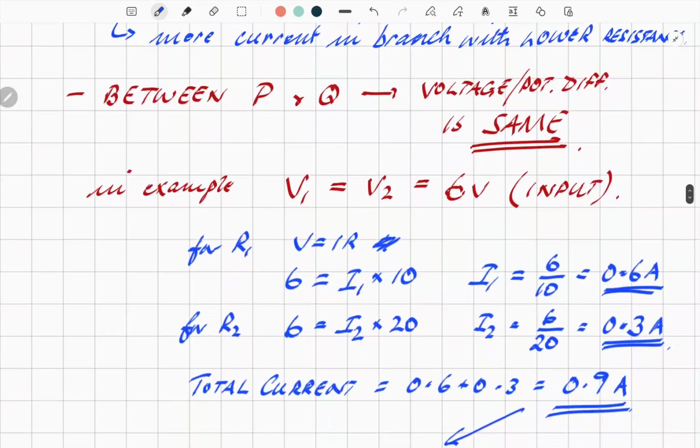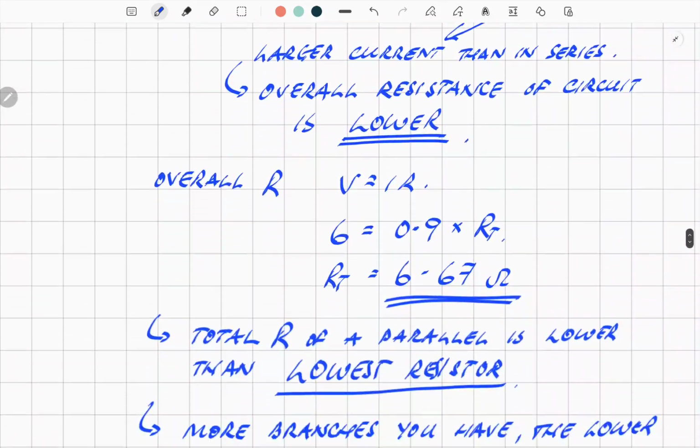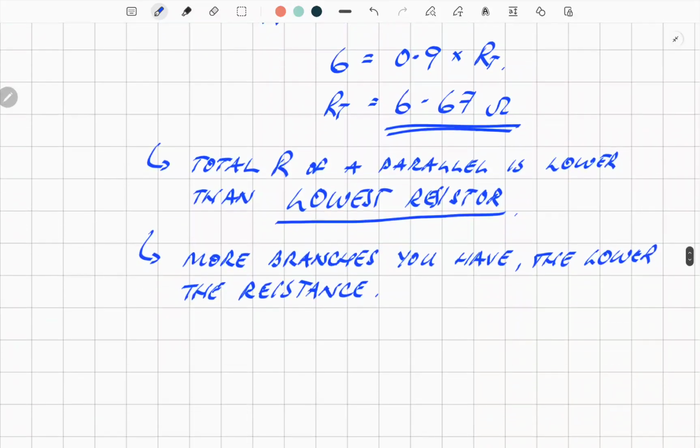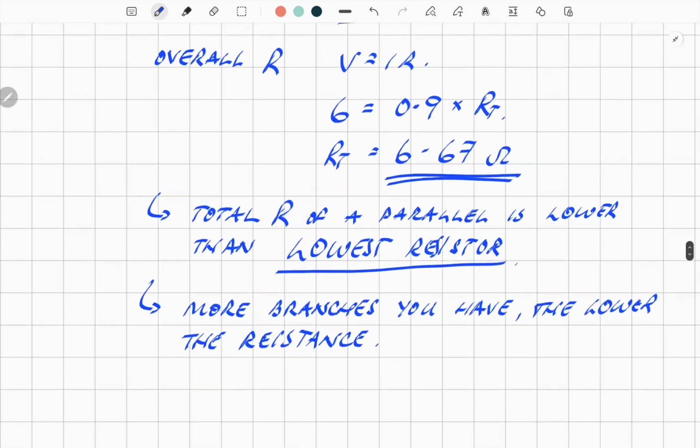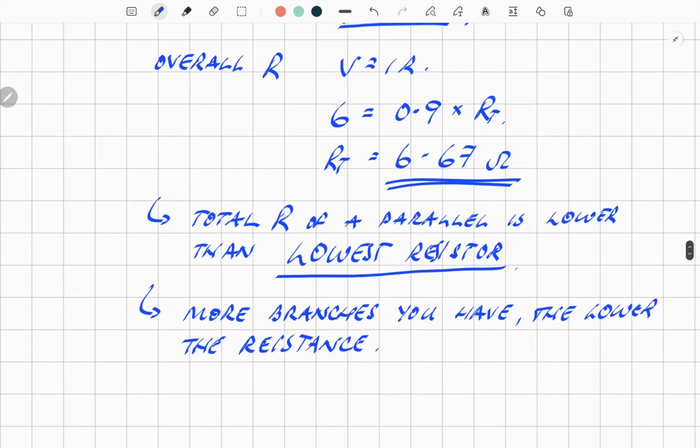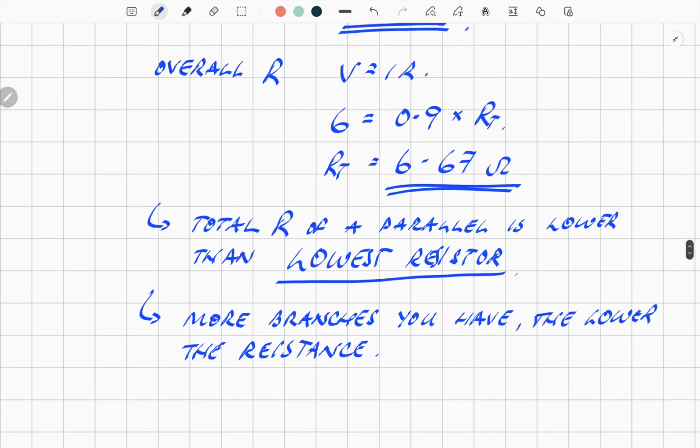Does all of that so far make sense? I will post that, and you're welcome to go through that, watch it again, and see what we've done. But those are the basic facts you need to know for the two types of circuit. Okay. I'll pause there.